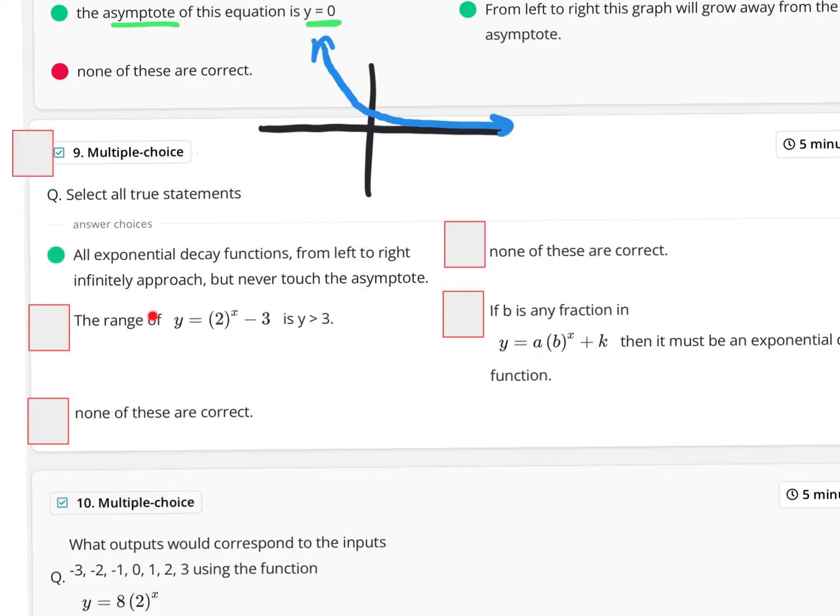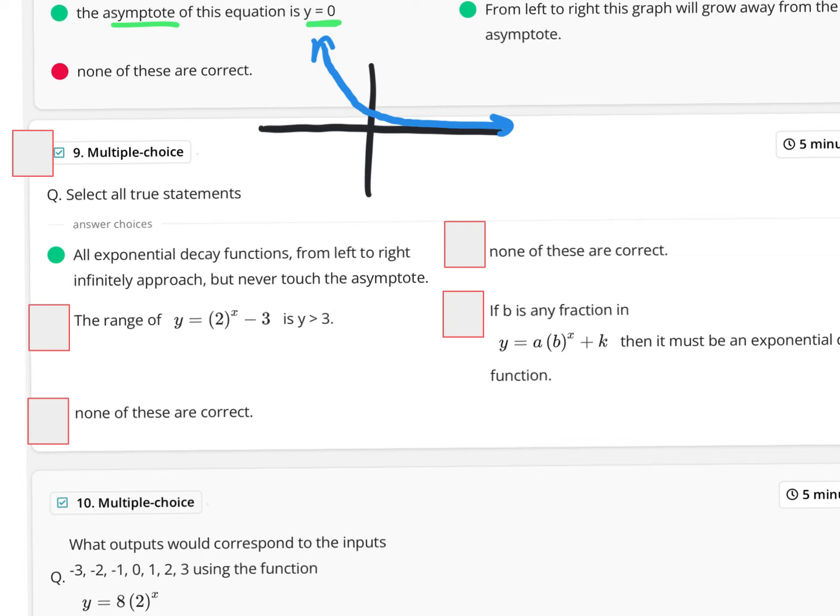Okay. Next one, the range of this exponential growth function, I say growth because the base is greater than 1, it's 2, which means that from left to right it's going to increase, it's going to grow. It's going to grow away from the asymptote. It says the range of this function is y is greater than 3.